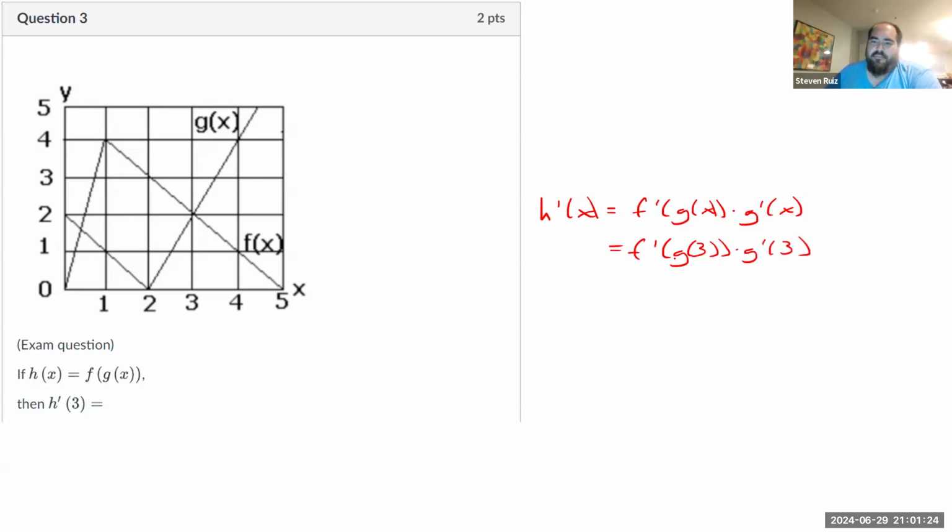So if we work from the inside out here, what is g of 3? If we remember from the last question, we said g of 3 was 2. So really, this is f prime of 2 times g prime of 3. What is f prime of 2? F is this curve here. So what's the slope at 2? Should be equal to negative 1. And what is g prime of 3? That should be equal to positive 2. So this slope should be negative 2.